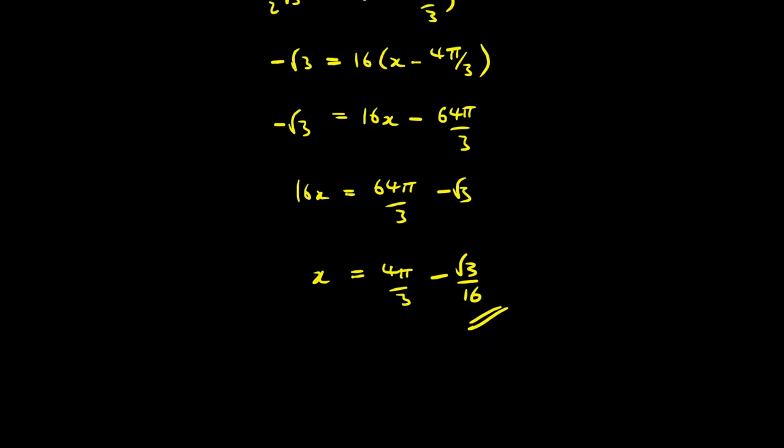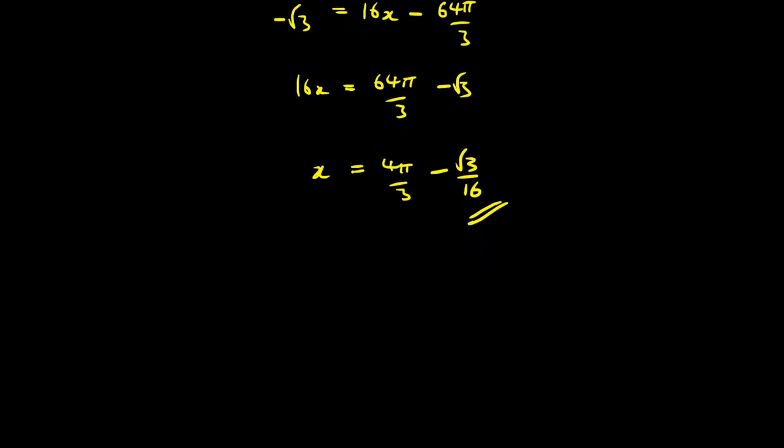But of course, we need to also state the full coordinate. If we state the full coordinate, then we get P: 4 pi upon 3 minus root 3 upon 16. The y coordinate is 0. And that there is the final answer.